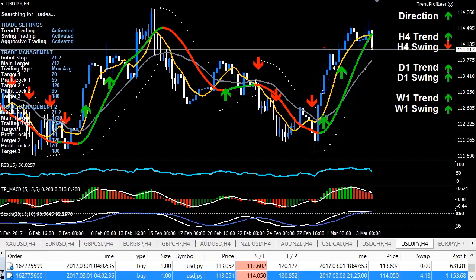Overall, it's upward, but you just never know what's going to happen. And the price came crashing down and took my position out. So it's hovering right where my stop is right now.